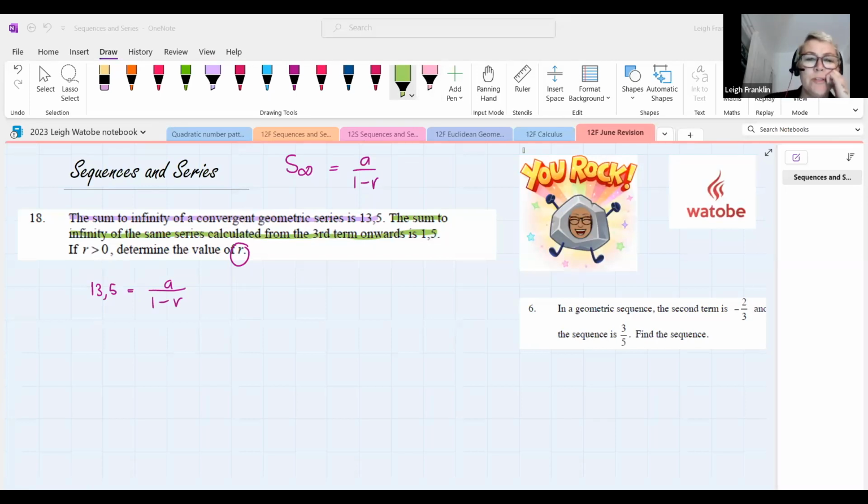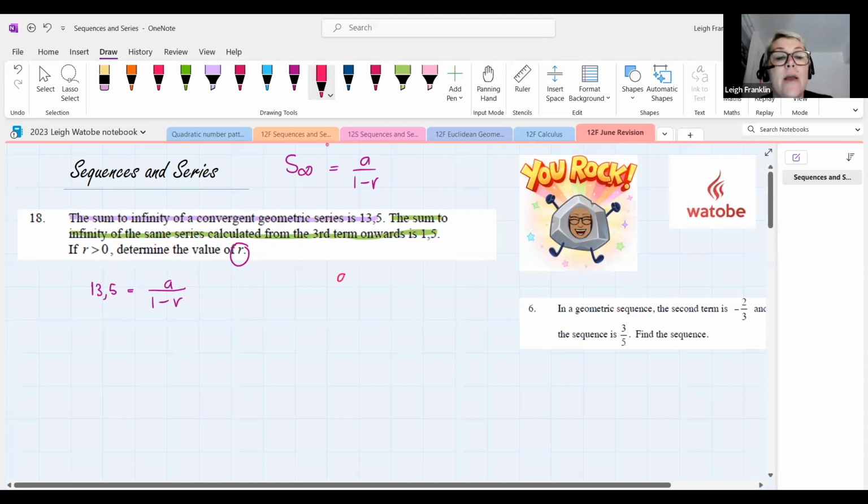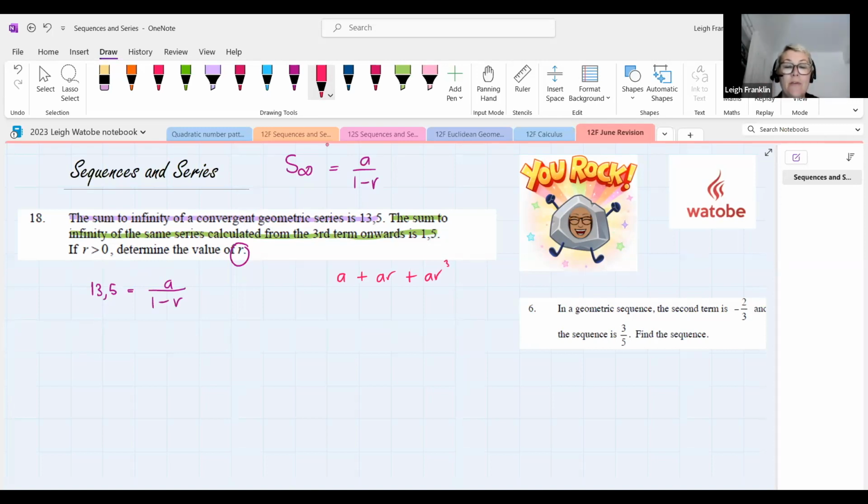Okay, so you want to use a simultaneous solution. I'm not saying that that's wrong. Yes, the third term is ar squared. That's right. A is the first term, ar is the second term, ar squared is the third term. But careful here, they're not saying that the value of the third term is 1,5. They're saying the sum to infinity of the same series calculated from the third term onwards is 1,5.